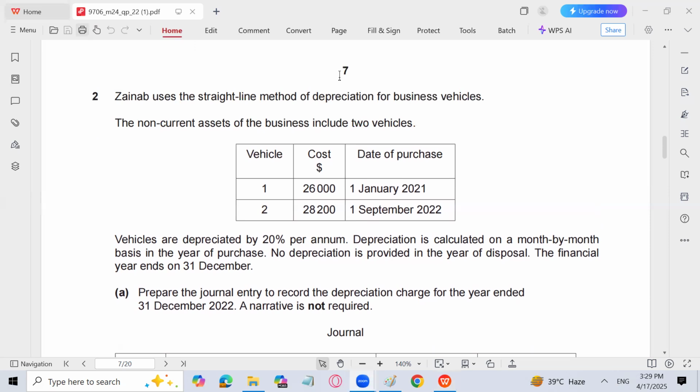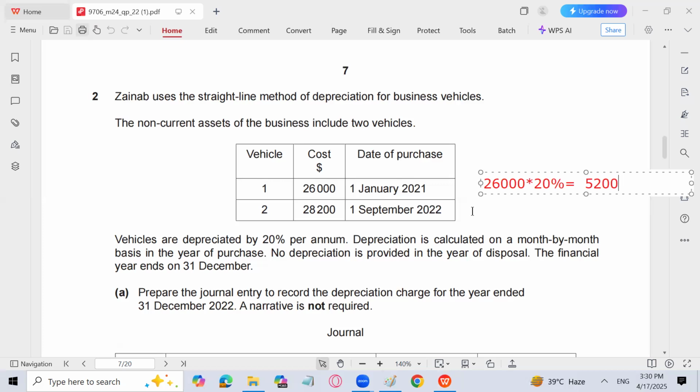So the charge for the year has to be calculated for 2022. Because it is the straight line method, it means you will calculate depreciation for the whole year. So on 26,000 you will calculate depreciation at the rate of 20%. It will become 5,200. So the depreciation charge for 31st December 2022 is going to be 5,200 for vehicle 1. But remember this, that this vehicle is used not only in 2022, it has been depreciated with the same amount of 5,200 in 2021 also.